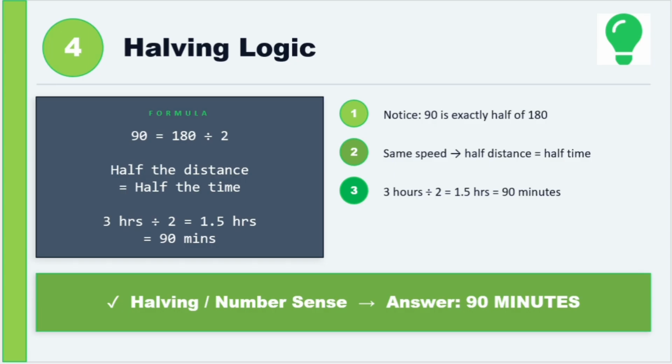Half of 3 hours is 1.5 hours. Multiply by 60 to convert. That's 90 minutes. This method shines when numbers divide neatly, and it's a kind of instinct great drivers develop naturally.